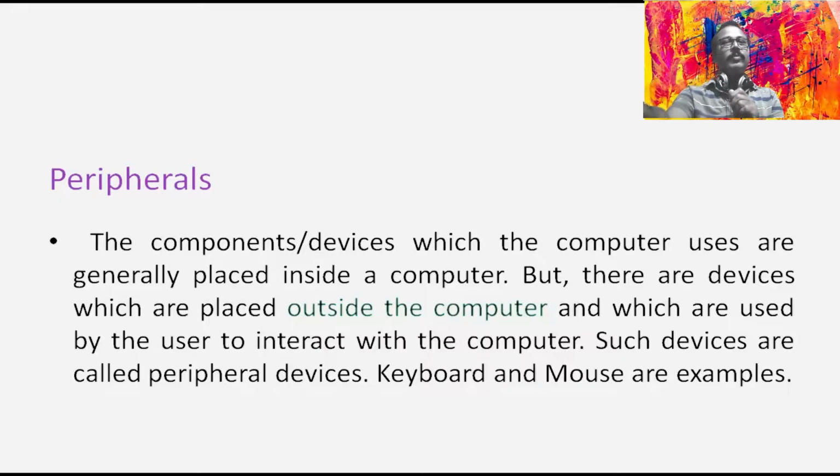For example, the mouse. The mouse is a peripheral device. They are called peripheral devices because they are not placed inside a computer, but outside it. So you require different peripheral devices. Mouse is one, the other one is the keyboard. Apart from them, there are other kinds of peripheral devices also. Peripheral devices are those which are present outside the computer and connected to the computer.